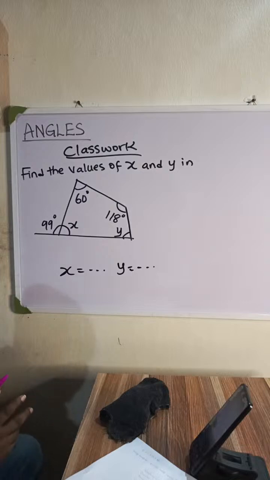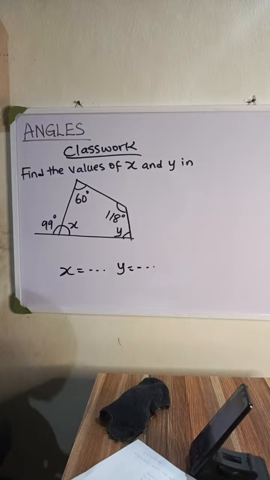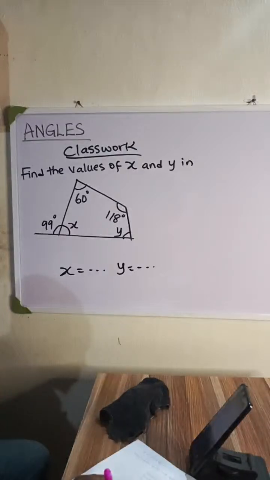Okay, now Nana has given the value of y. So I'm going to write it. y is equal to 101. Okay, let me also write for Daniel. But Nana's answers came before Daniel's answer. So Daniel said x is equal to 81 degrees, y is equal to 101 degrees.